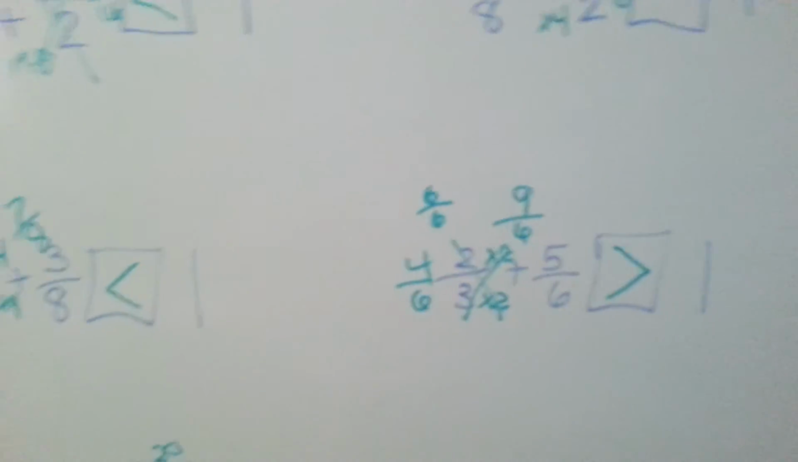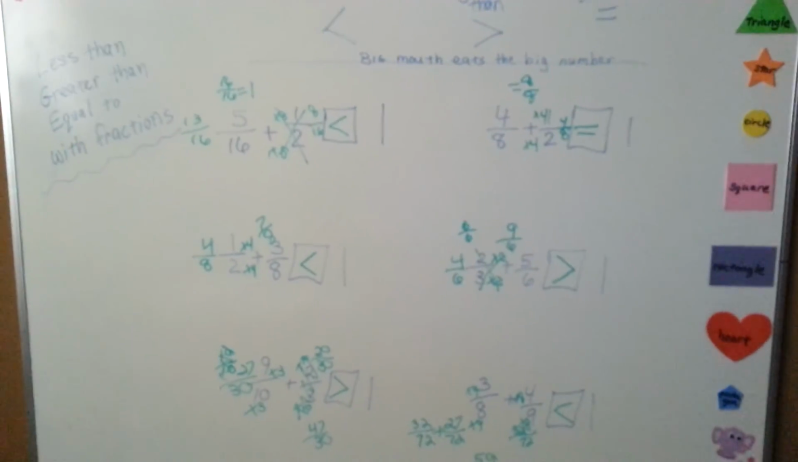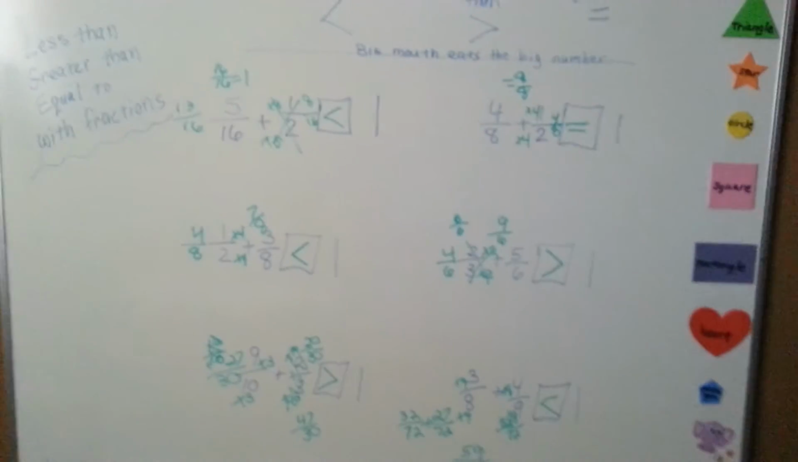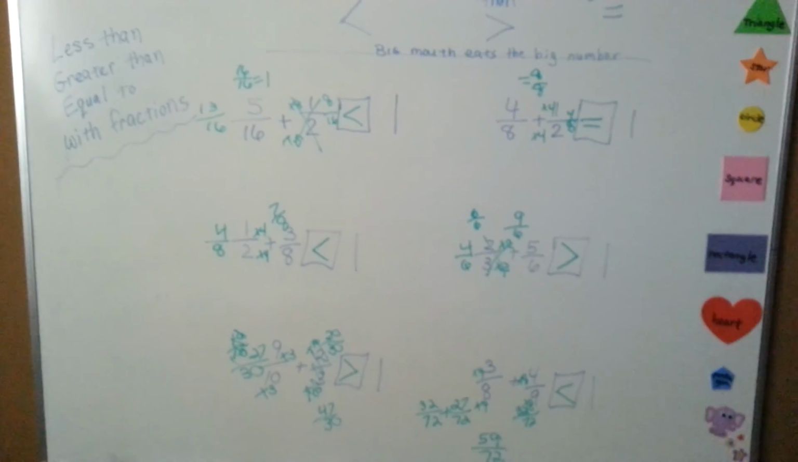That is how you can estimate fractions and figure out less than, greater than, or equal to. You need to make the denominators the same, then add them up to see which one's which.